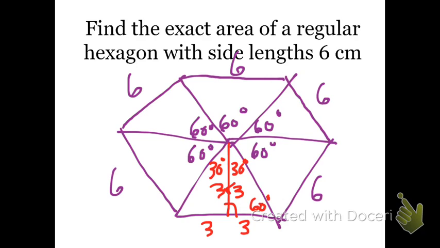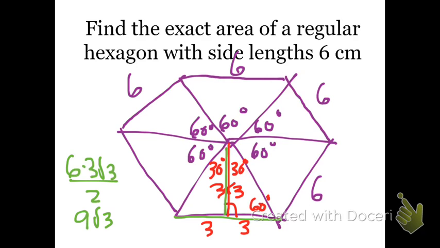So now, if I'm finding the area of one of those triangles, I'm going to do the base, which was 6, make sure you use the whole base, times the height, which is 3 root 3, and then divide by 2. So we get 9 root 3 as the area of one of these triangles.